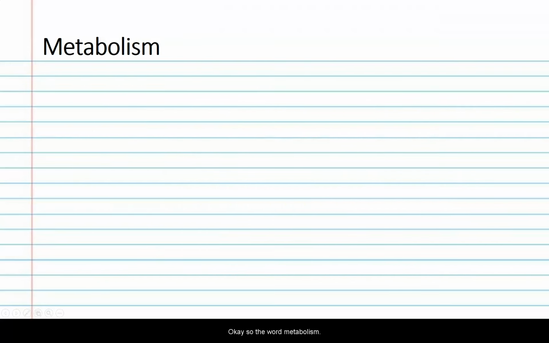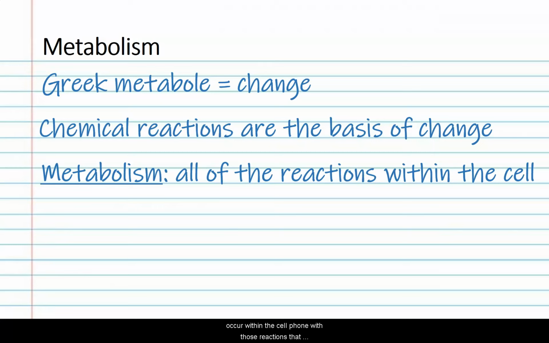Okay, so the word metabolism, it means to change. It comes from that Greek word metaboly. In our cells, the things that drive change are our chemical reactions. They are the agents of change. And metabolism is the set of all chemical reactions that occur within the cell, both those reactions that break molecules down and reactions that build molecules.